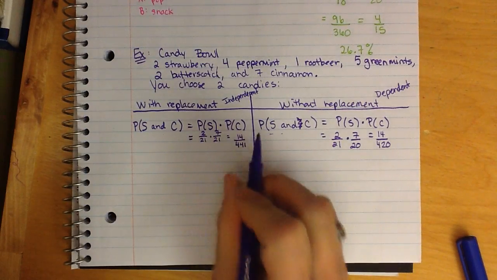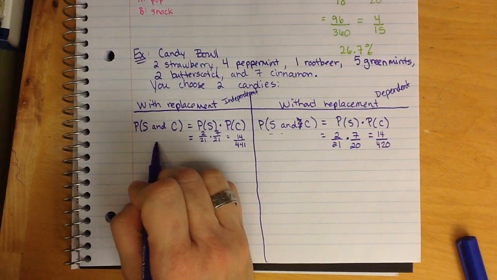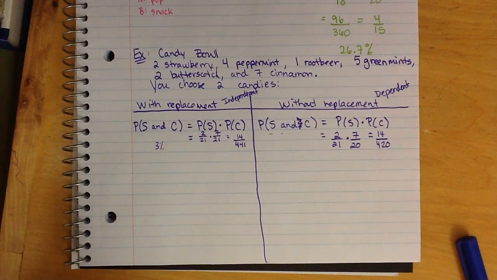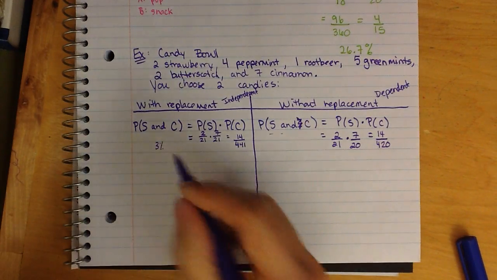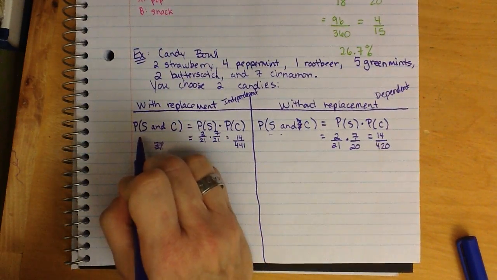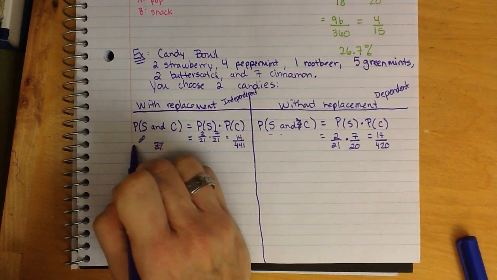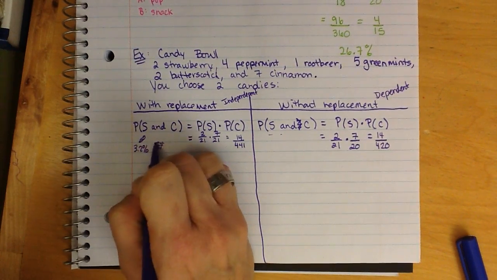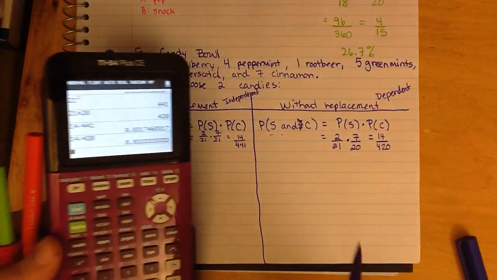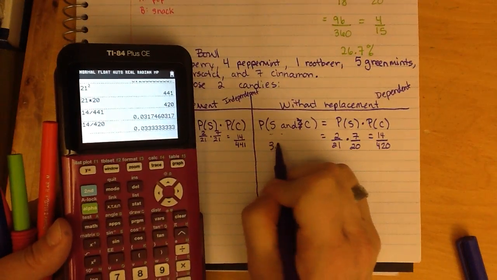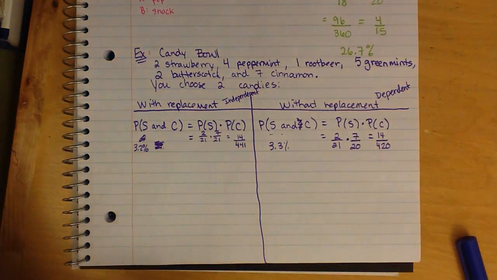So this was about a 3% chance. Well, we'll go to the nearest tenth. So 3.2% chance when I divide it. And then this is a 3.3% probability.